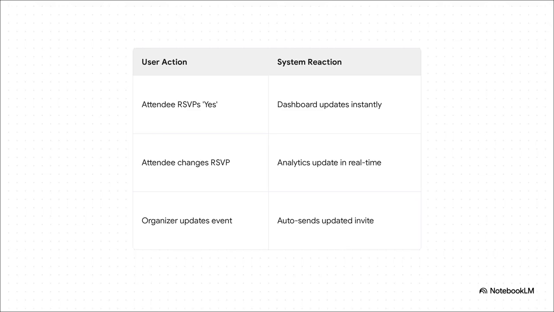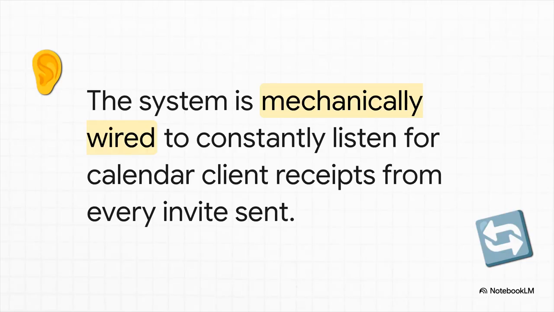So you get live, real-time analytics on who's actually planning to show up. It's basically like a live circuit that's always on. The system is just constantly listening, always monitoring the status of every single invite out there, so if someone changes their mind and flips from yes to maybe, boom, the system knows about it instantly.